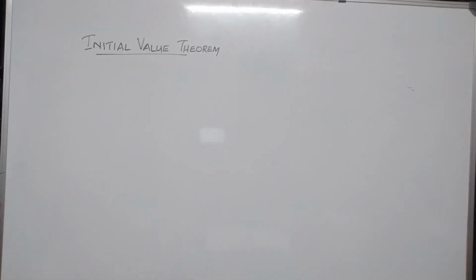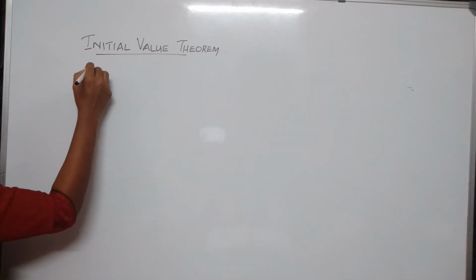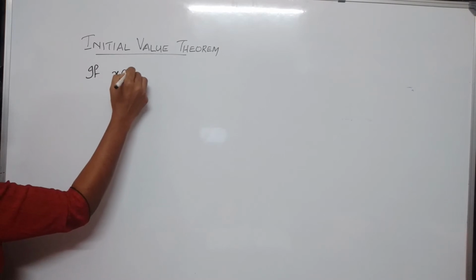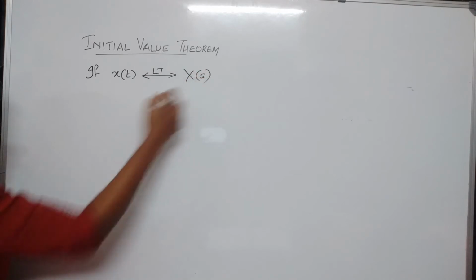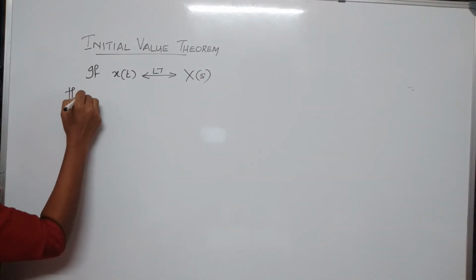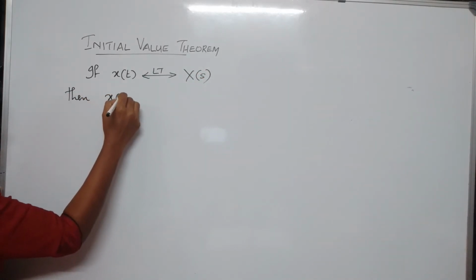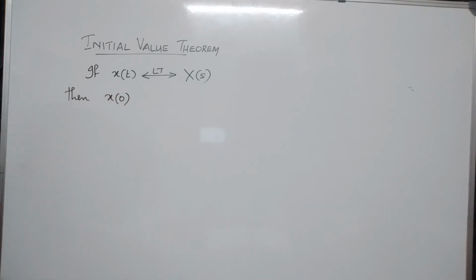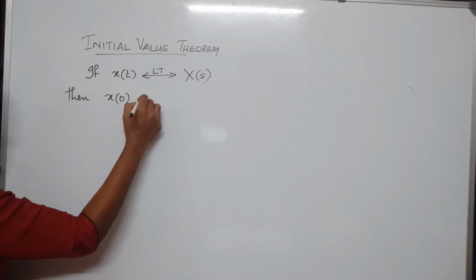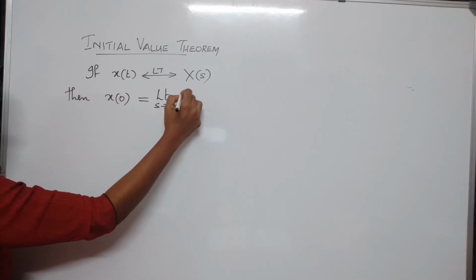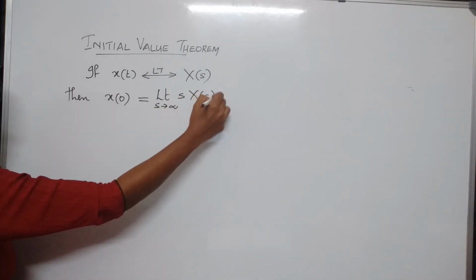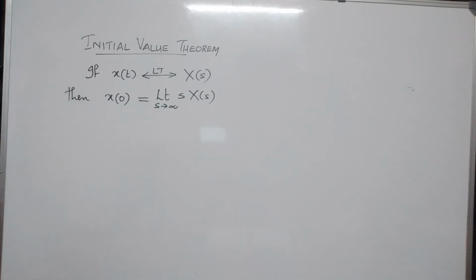Next we will see the initial value theorem. The statement is this: if Laplace transform of x of t is X of s, then the initial value of x of t, denoted as x of 0, is equal to limit s tends to infinity of s into X of s. This is the initial value theorem.